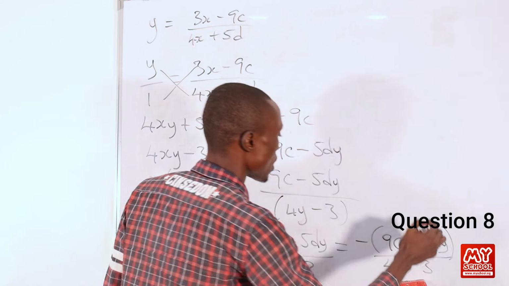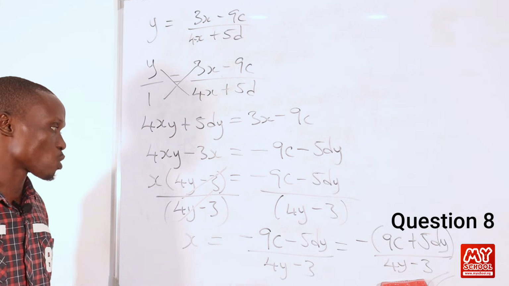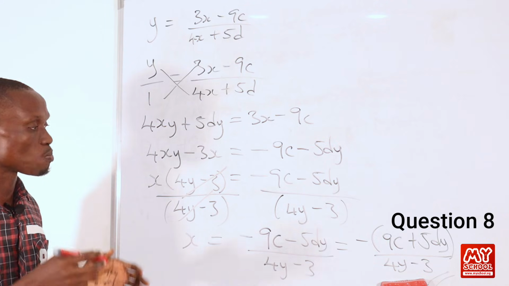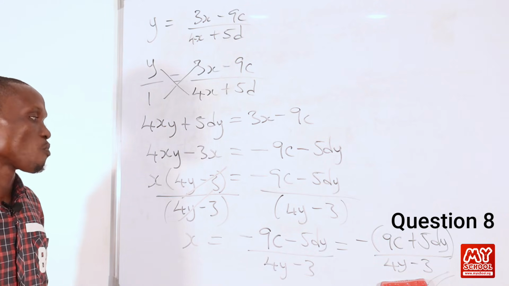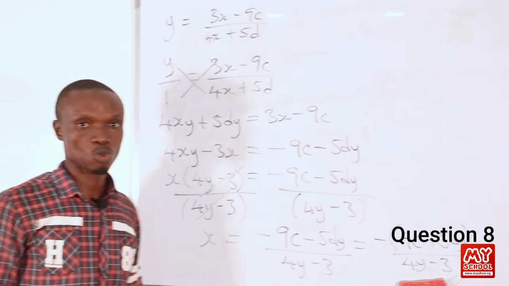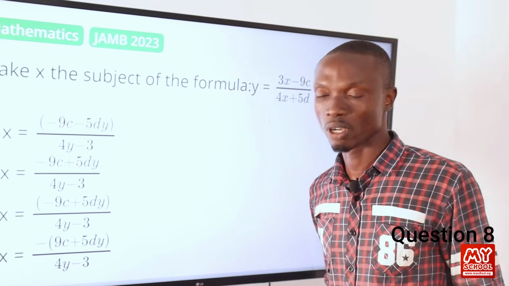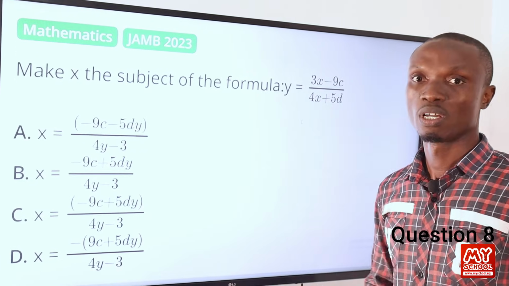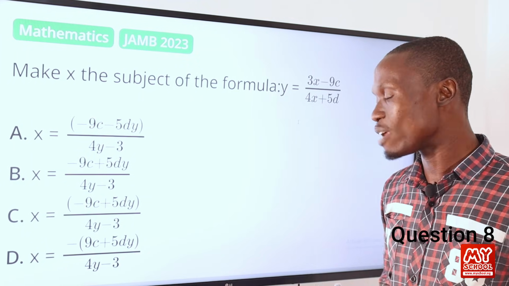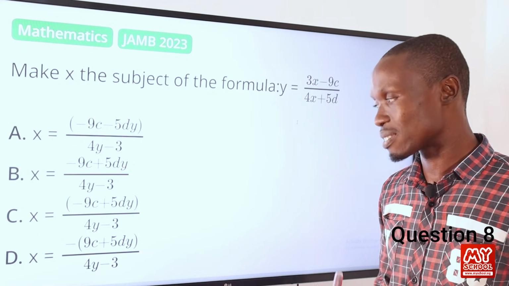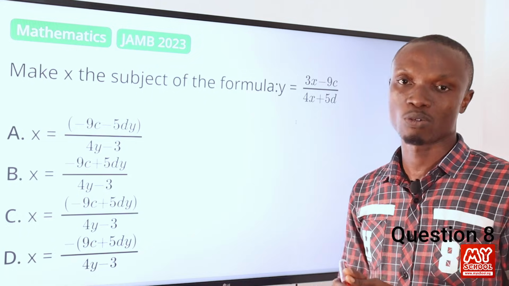So this becomes our final answer. So our final answer is x is equal to minus open bracket 9c plus 5dy, all over 4y minus 3. So let's move over to our screen to pick the correct option. Okay, so for our calculation, the correct option is D. x is equal to minus open bracket 9c plus 5dy over 4y minus 3.